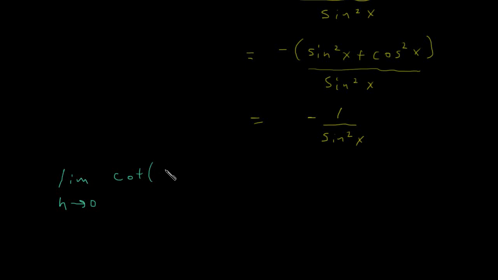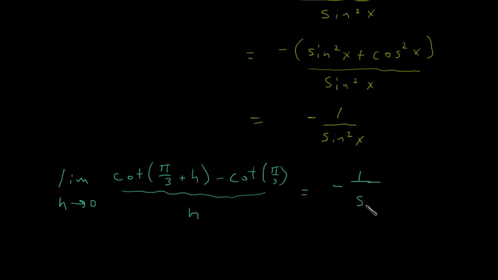And we'll copy down again our problem, which was the limit as h approaches 0 of cotangent of pi over 3 plus h minus the cotangent of pi over 3 all over h. And we've found out that this was simply the definition of the derivative, and we found that derivative to be minus 1 over sine squared, and in this case we're going to replace x with pi over 3 because that is the value that we're looking for.